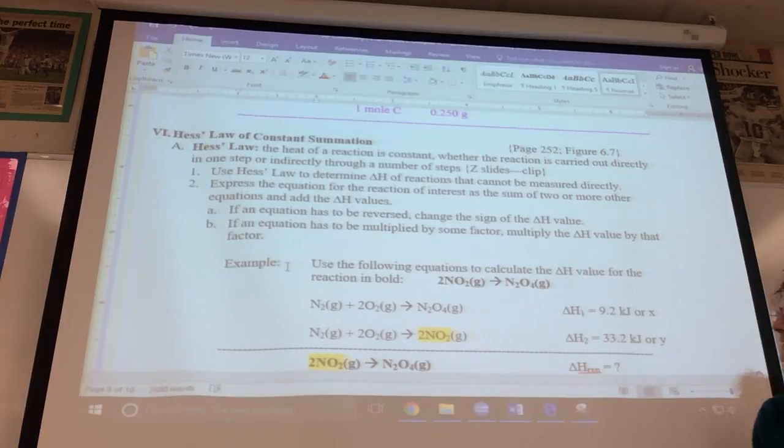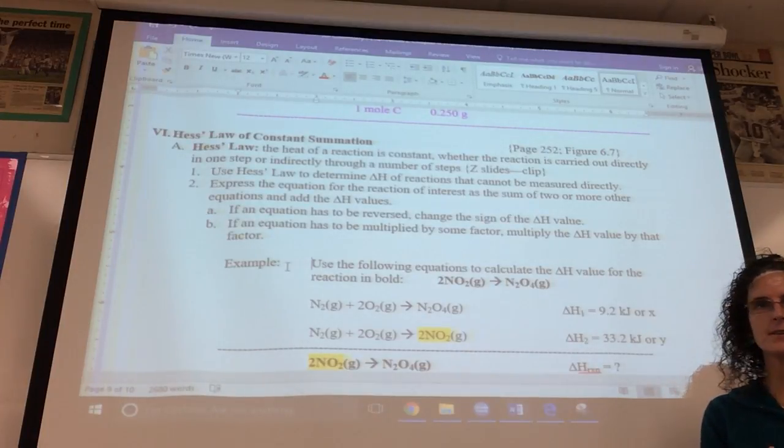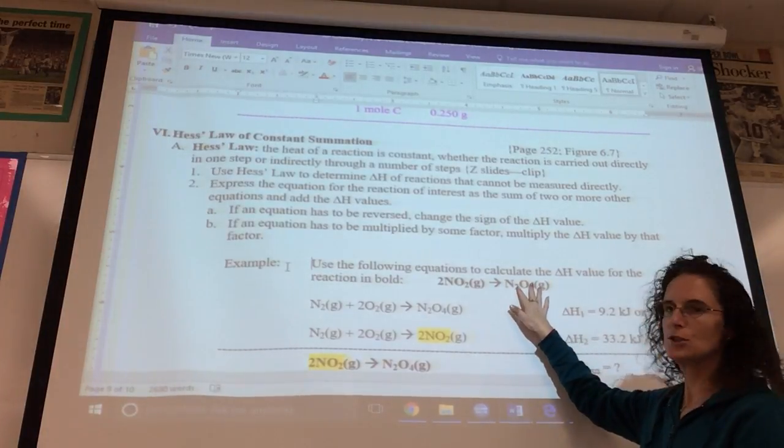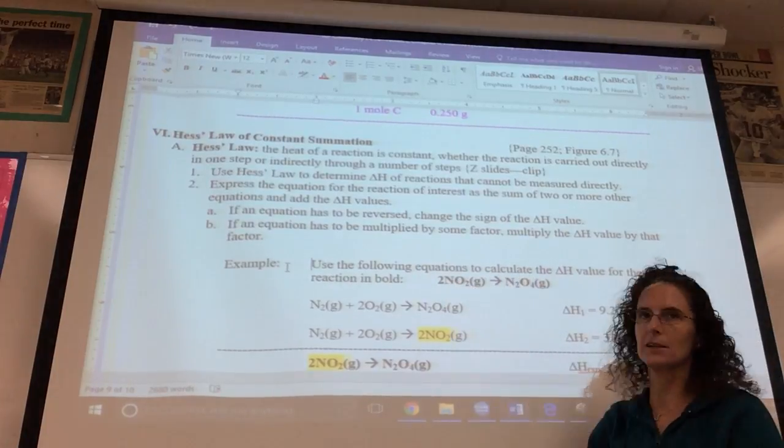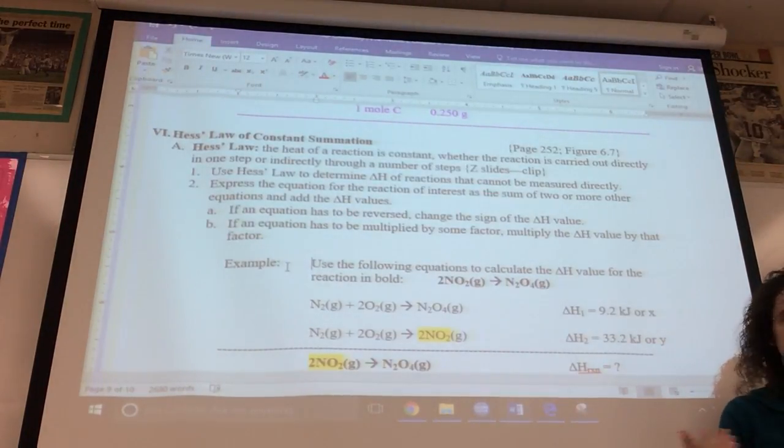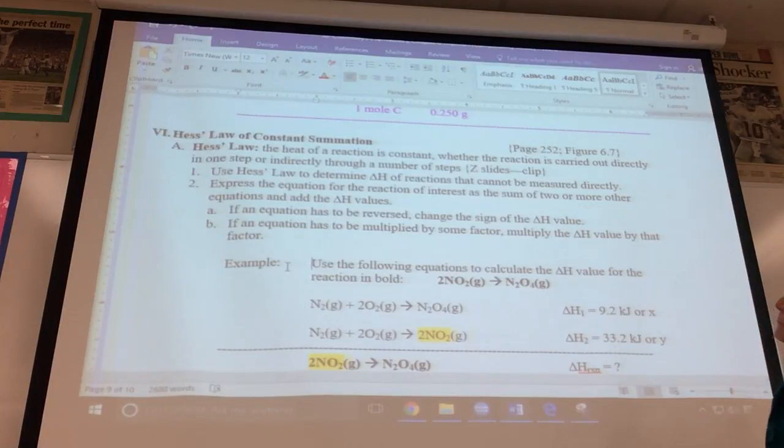With Hess's Law, sometimes you can't get delta H of a reaction by doing delta H's of formation of products minus delta H's of formation of reactants. Sometimes you're missing pieces of the puzzle. So use a different method.